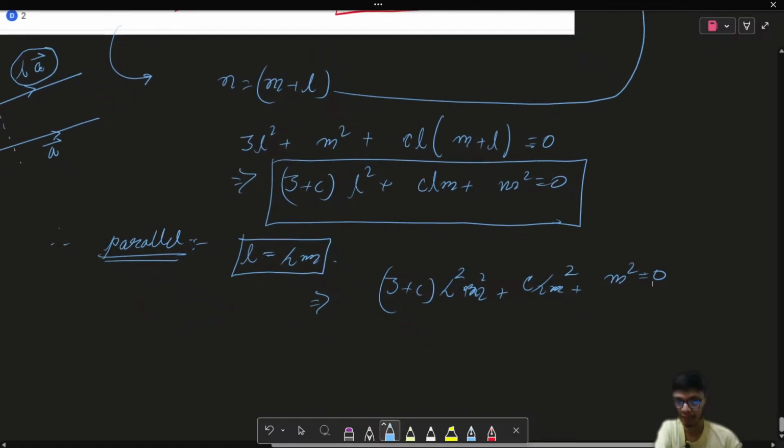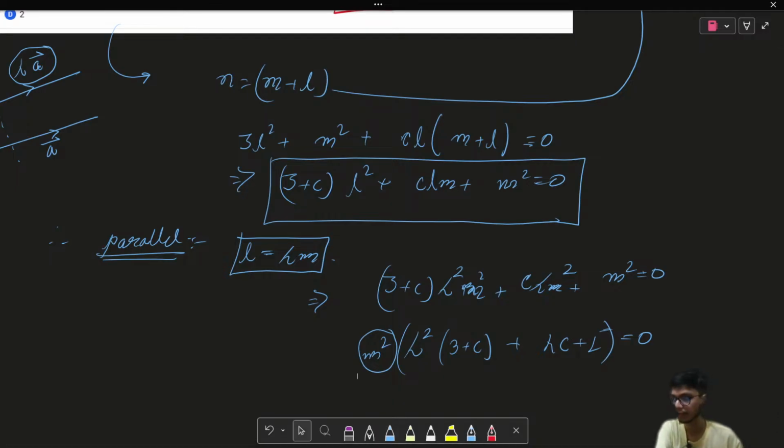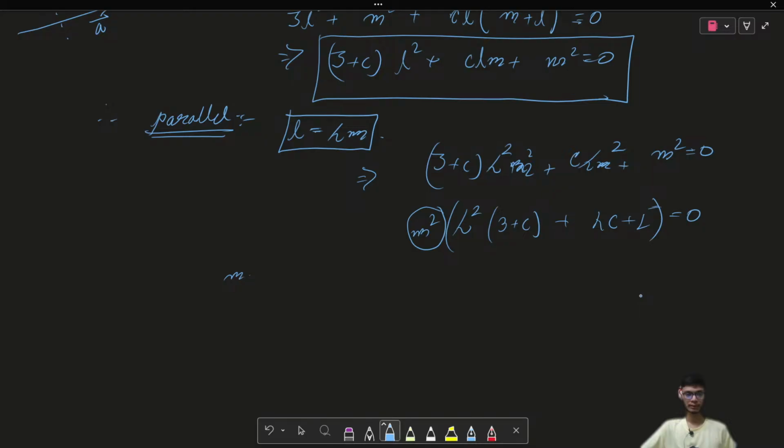Now if I simplify this part, I will have an equation in lambda. So that will be lambda square plus 3 plus c plus lambda c plus 1, and then m square will be taken out as common. Now m square cannot be 0, because if m is equal to 0, then L will also be equal to 0, and that will be a coinciding line. However, we need parallel lines. Therefore over here my value of m should not be equal to 0.